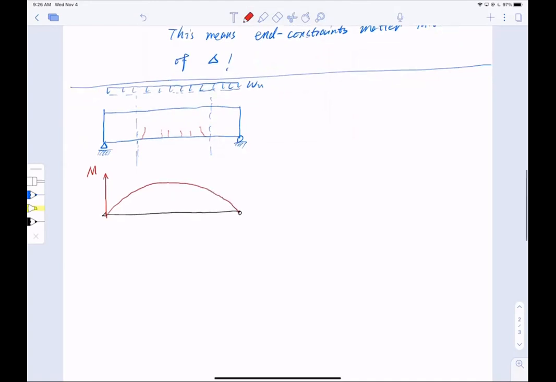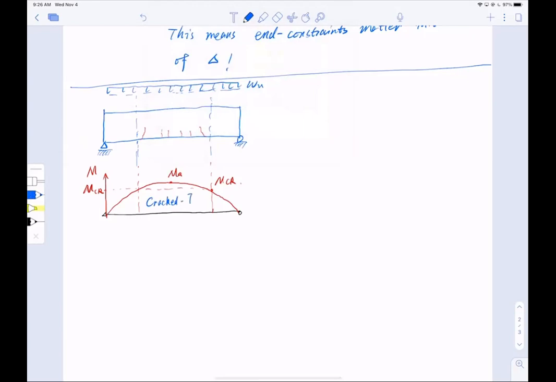Now, why do you see cracks? Because here, this is the cracking moment, and here, this is the cracking moment. Of course, this is M a, the maximum moment. That means in the middle, this is the cracked region.